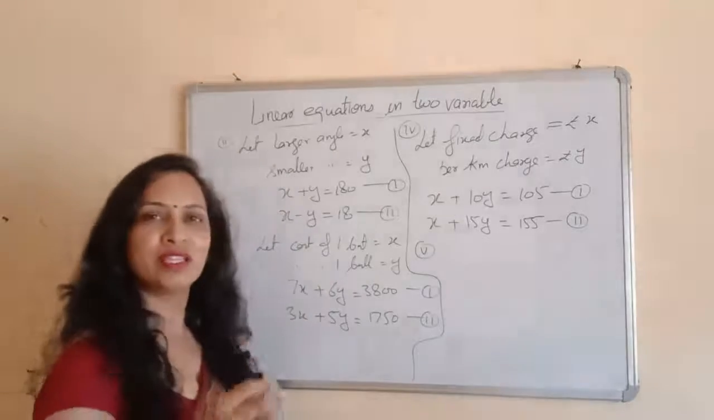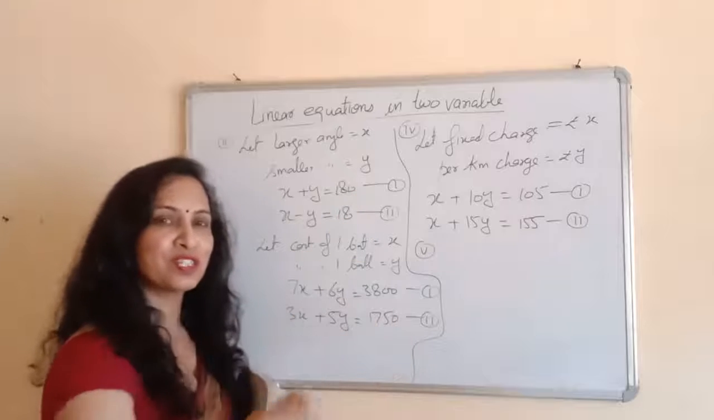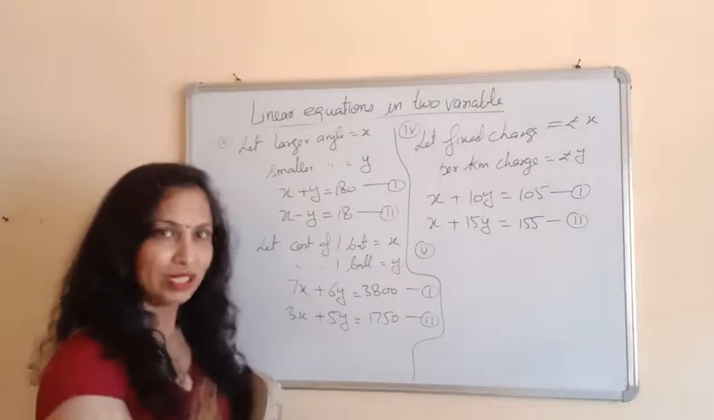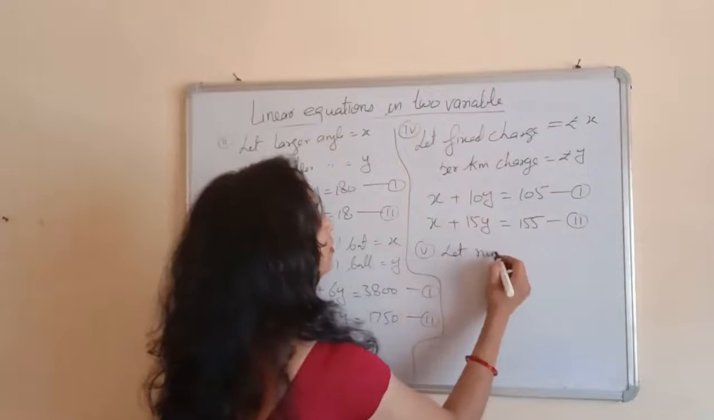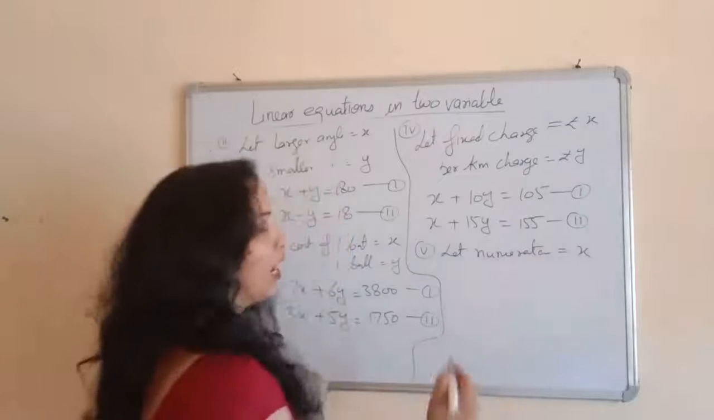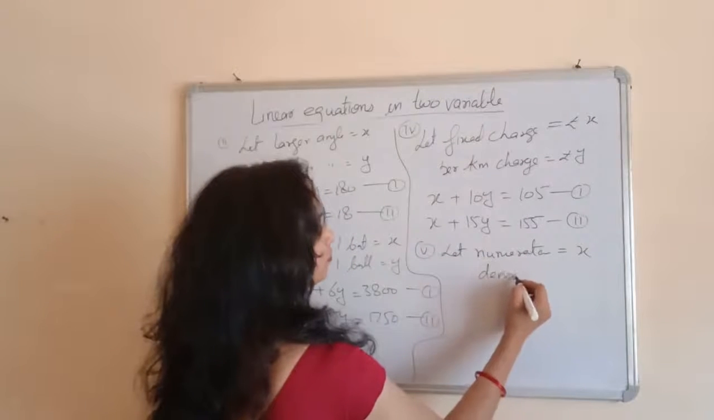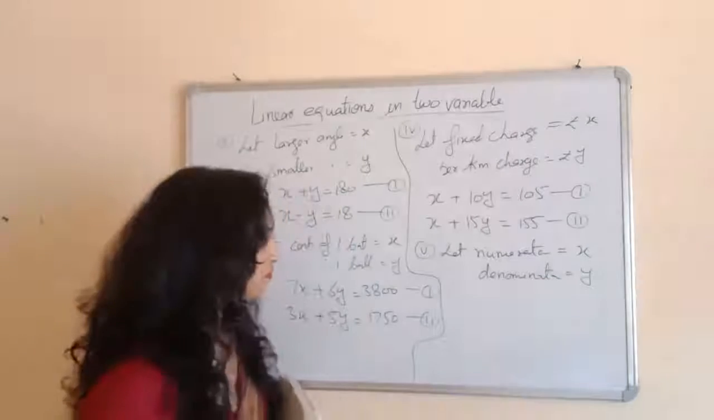We know that in a fraction there is a numerator and a denominator. The upper part of the fraction is called the numerator and the lower part is called the denominator. So the numerator of the fraction is equal to x and the denominator of the fraction is y.